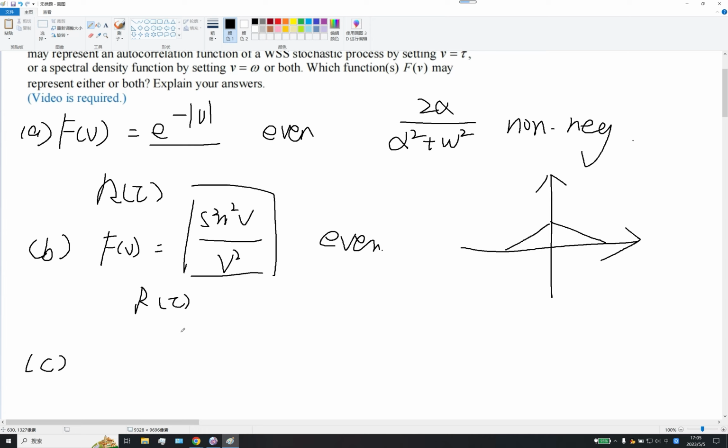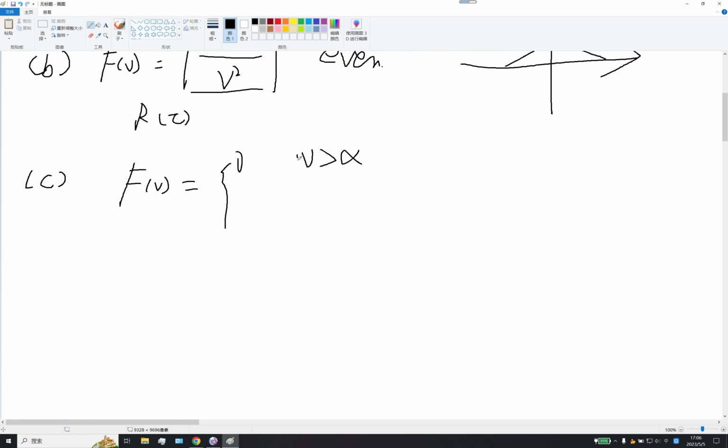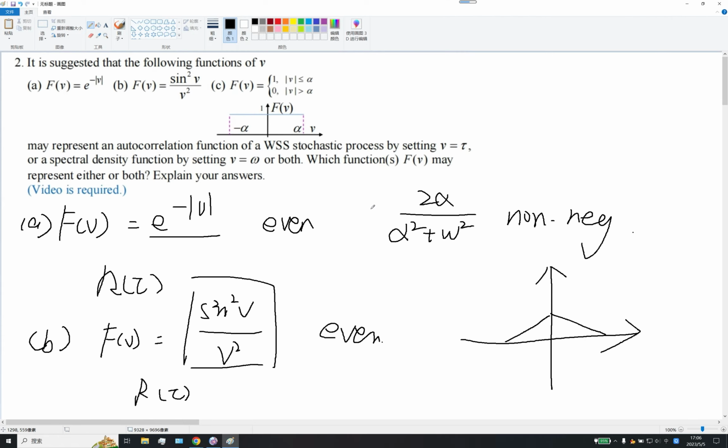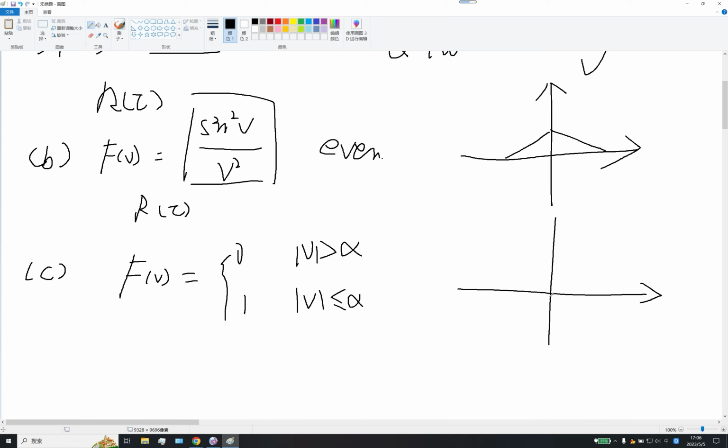And we can look at C. C is F(v) equals 0 when v is larger than alpha, and equals 1 when v is less than alpha. So this function is a picture like this. When it is between alpha and minus alpha, it is equal to 1, and otherwise, it is equal to 0.